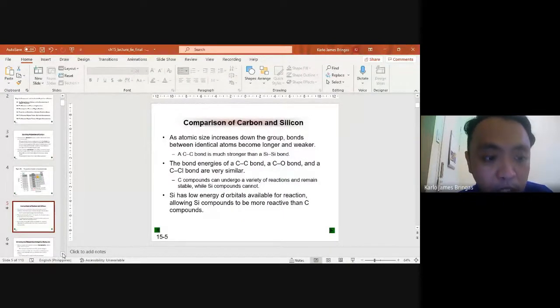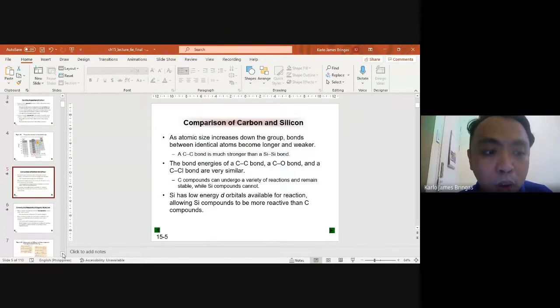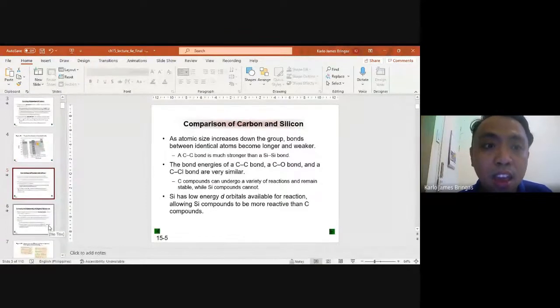So it allows us to make a wide variety of organic compounds that have a very great effect on the lives of millions of people all over the world.